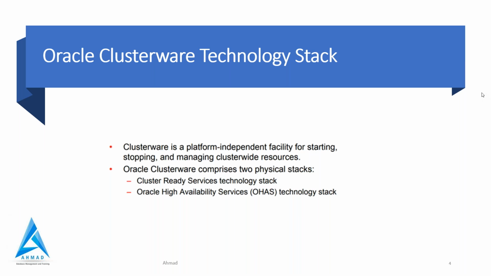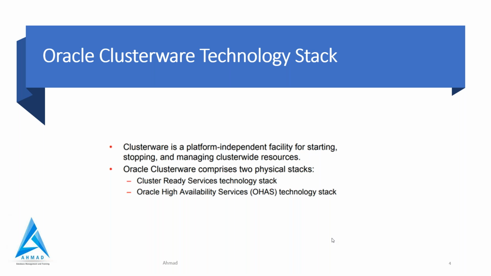And OHASD is responsible for monitoring and maintaining the high availability of Oracle ASM and Oracle Clusterware. So OHAS manages your ASM and Clusterware. Now clear? Yes. Thank you. Okay, welcome.